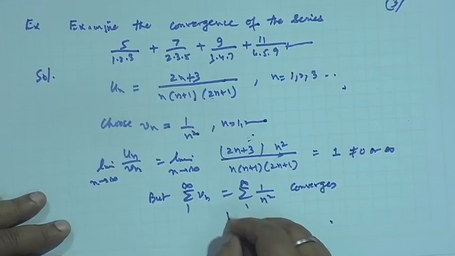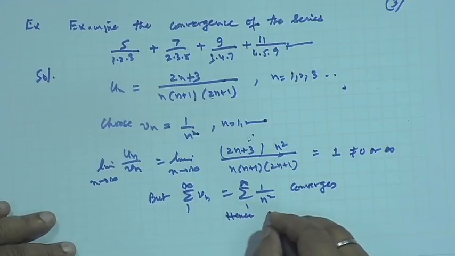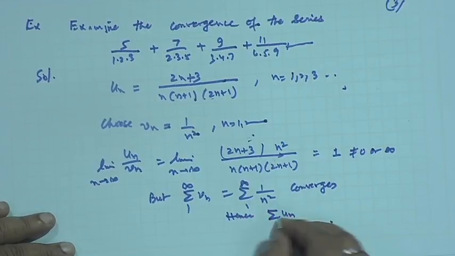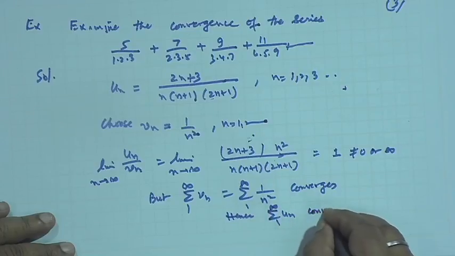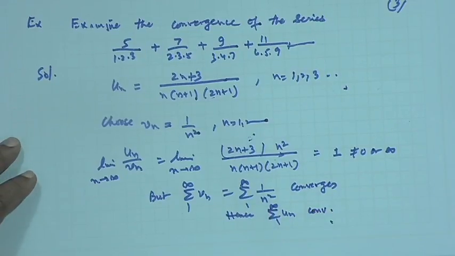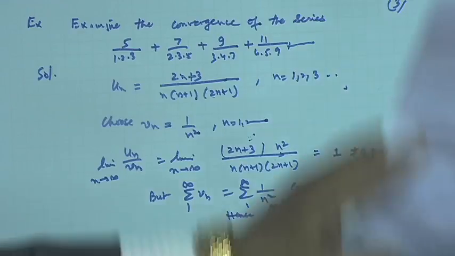Hence, the series sigma u_n, 1 to infinity, will also converge, and that is the result for this. Okay.